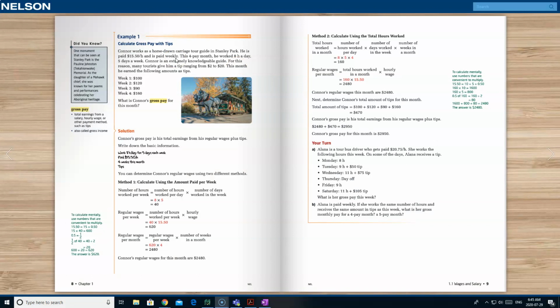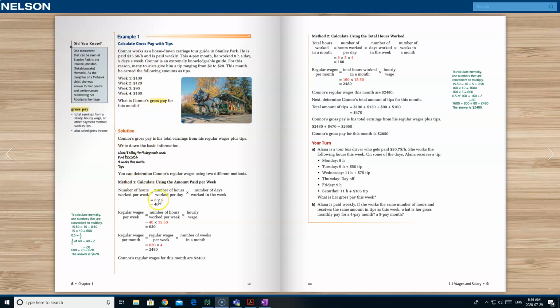So he worked 40 hours per week, and then how many weeks did you work? 40 times 4 because of the 4 weeks. So that would give you 160 hours for the month. And then the 160 hours, you're going to multiply it by $15.50 because he makes that much per hour, and that'll give you his total amount that he made just from his hourly rate, right? And then you're going to have to add all the tips as well to get your gross pay.